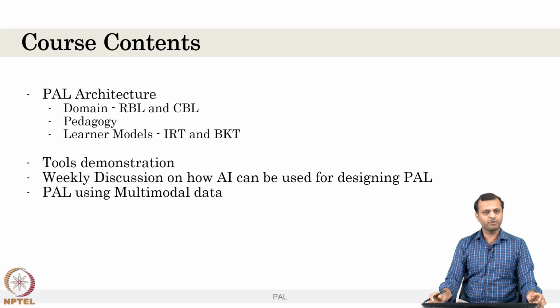In this course, we'll talk about personalized adaptive learning environment architecture, that is the 4 modules, and we'll go into detail about these modules: domain-based modules, pedagogy modules, and learner-based modules. We'll touch upon some of the systems like cognitive tutors, and other systems where Bayesian knowledge tracing is used in cognitive tutors, and constraint-based learning models. We'll talk about those in this course.